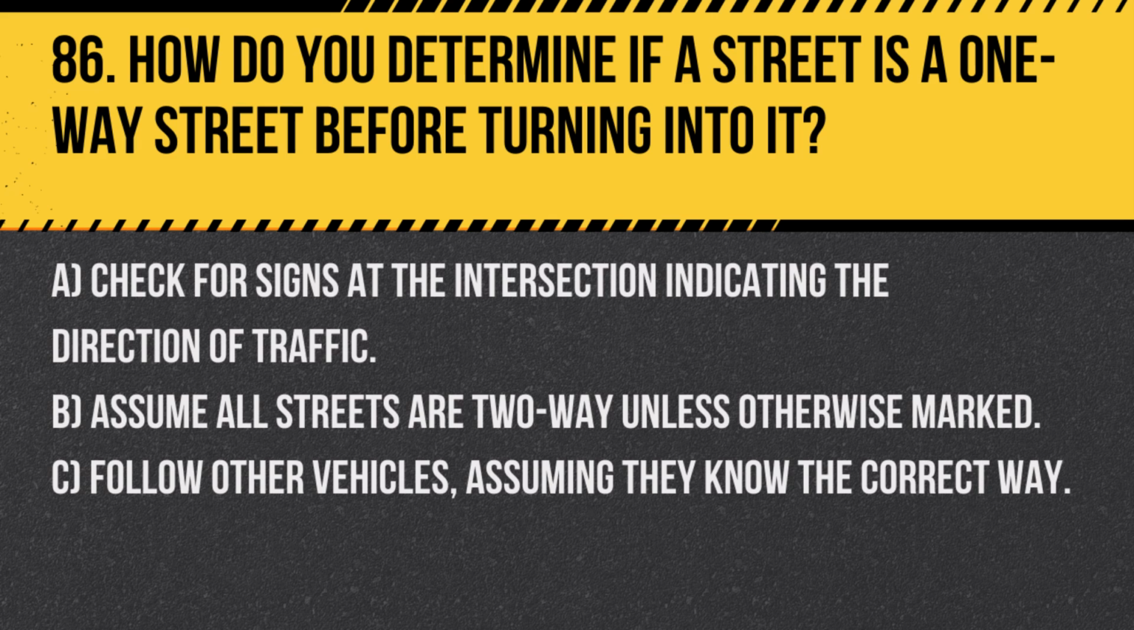Question 86. How do you determine if a street is a one-way street before turning into it? A. Check for signs at the intersection indicating the direction of traffic. B. Assume all streets are two-way unless otherwise marked. C. Follow other vehicles, assuming they know the correct way. Answer. A. Check for signs at the intersection indicating the direction of traffic. This prevents entering a street in the wrong direction.